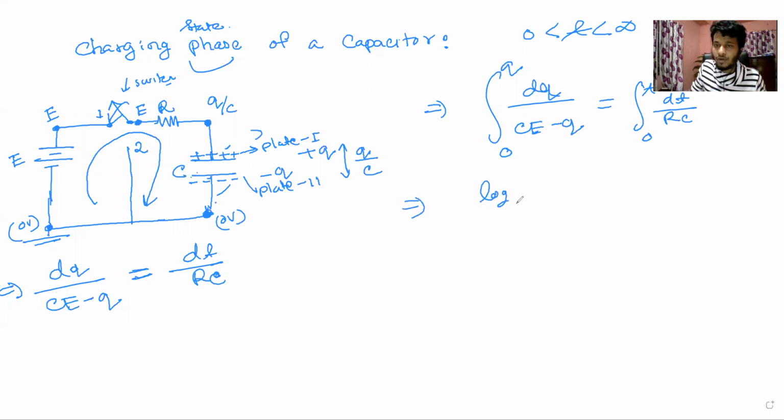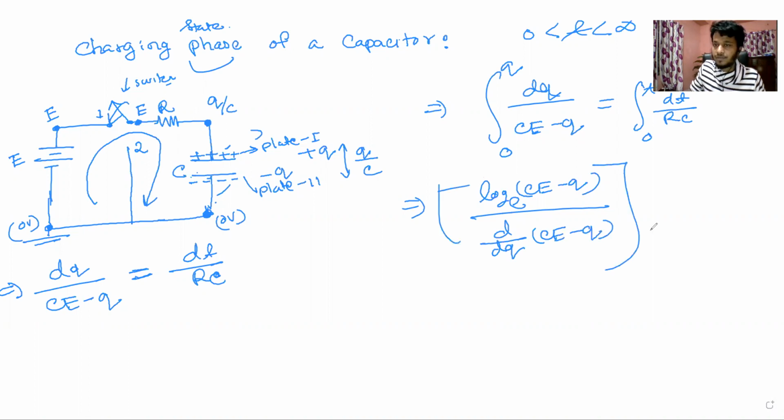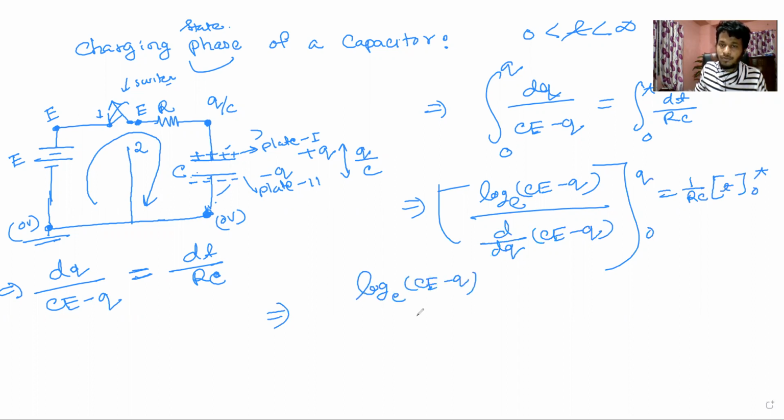So this would be what? Log e based, ln means e based log, okay? So c minus q upon d by dq of c minus q, isn't it? And the limit would be 0 to q, and rc is a constant term, so it will be out of the integration, okay? And if we integrate dt, it will be what? T, 0 to t, isn't it? Fine. Now log e based c upon q, okay?